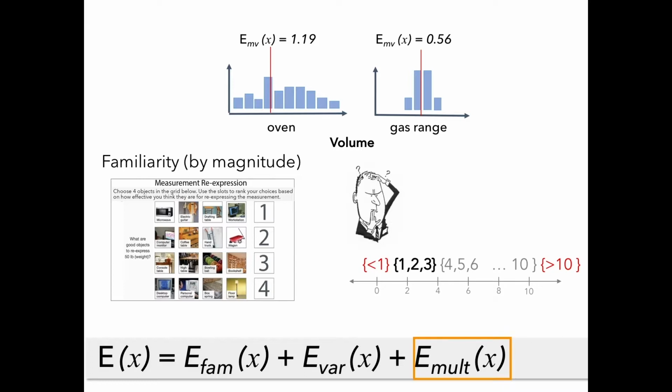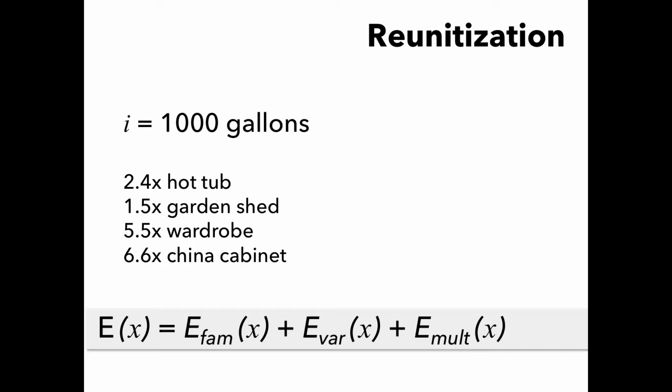And then finally, we're trying to score the different reunitizations based on how easy this multiplier is to understand. And we can look at psychology research that says that people have a really good, precise notion of numbers 1 through 3. And then 4 through 10 are not too bad. But then as we move away from 1 or get higher than 10, our mental representation of numbers gets imprecise. We're just not very good. And so we can do all this and we can automatically create these reunitizations. We get for 1,000 gallons 2.4 times the volume of a hot tub, et cetera. And so these use familiar objects. They seem okay, and we've evaluated them in multiple ways.